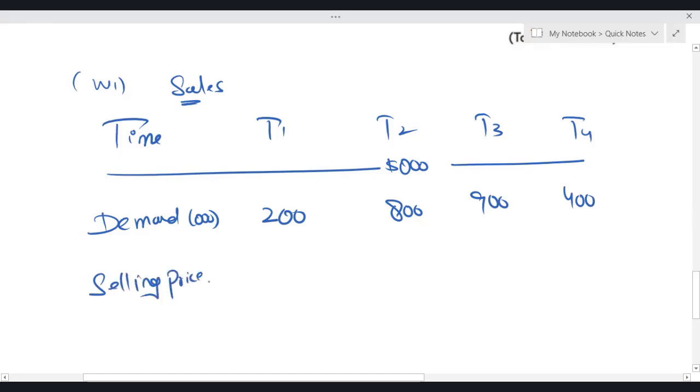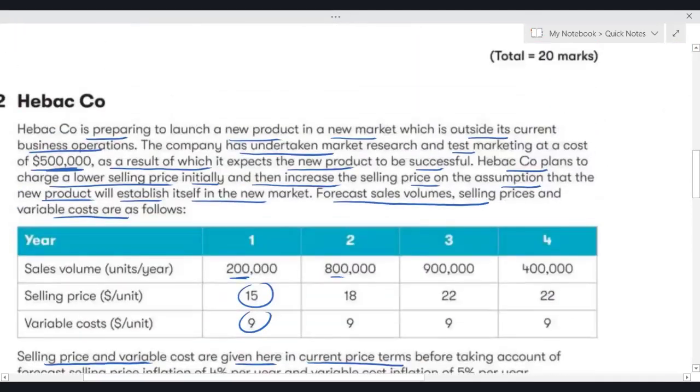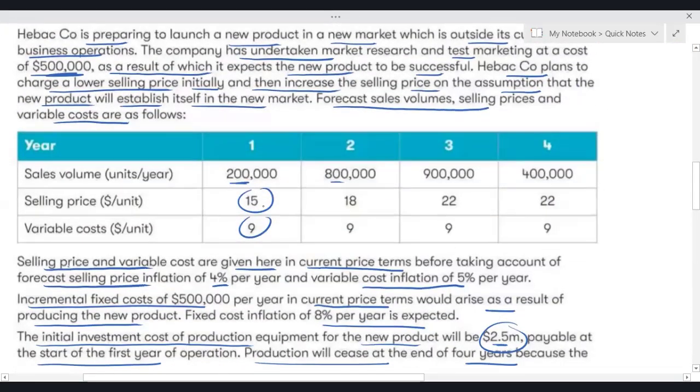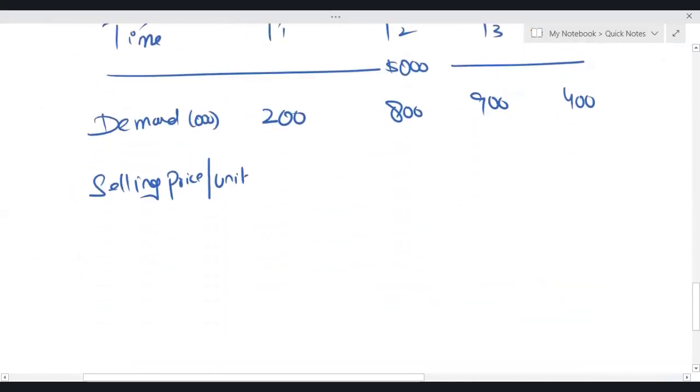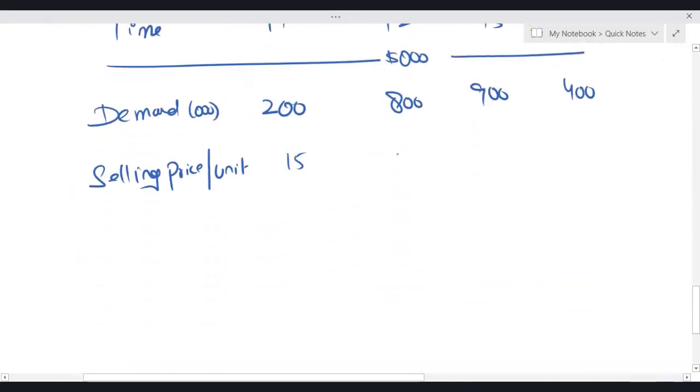Selling price per unit. Students, they have given us the selling price: 15, 18, 22, 22.